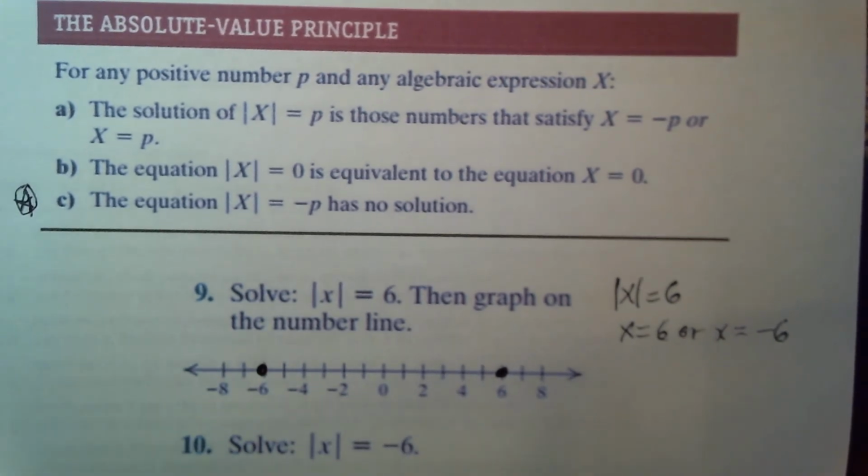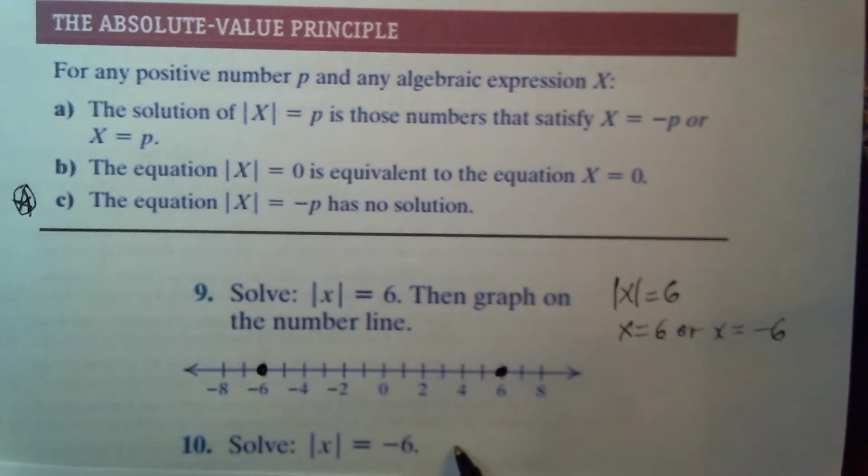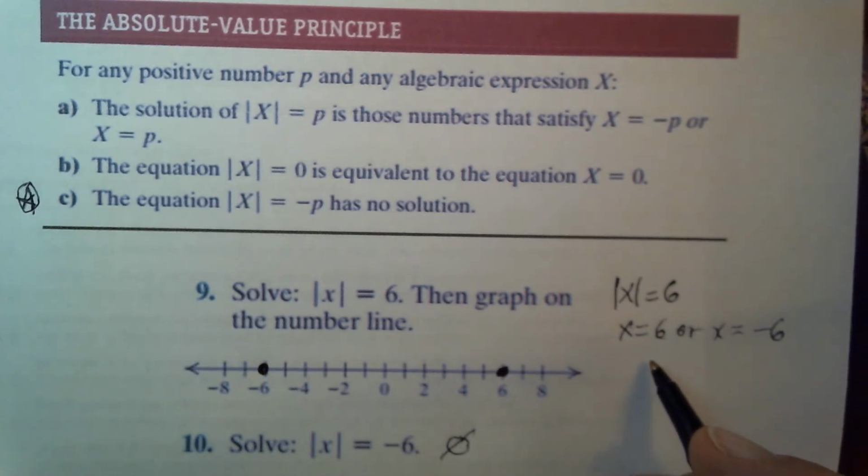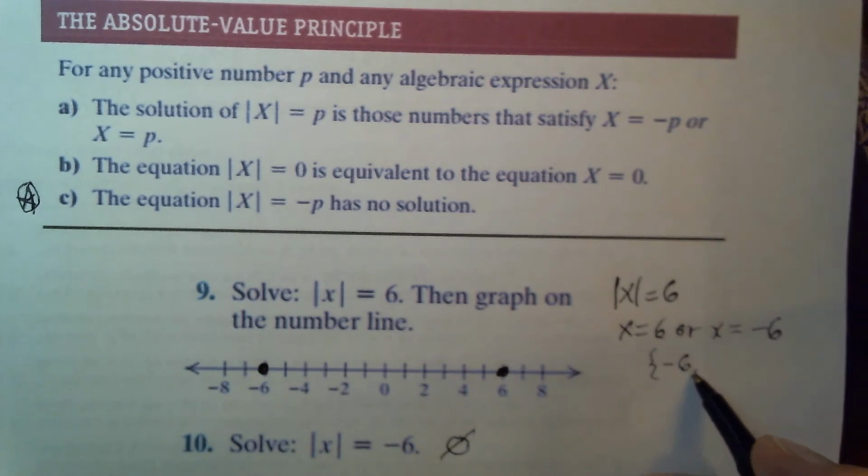And what about number 10? Solve absolute value of x equals minus 6. Well, the absolute value of a real number cannot be negative, so here the solution is the empty set. And the absolute value of p equals 0 means the solution set is 0. And by the way, in the previous example, we could write the solution set as minus 6 and 6.